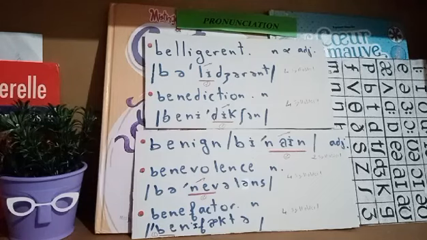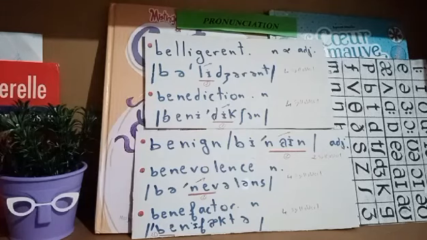The third word is a disyllabic adjective. We say benign. Benign. What's a benign? It means a gentle, kind, pleasant person. That's benign. This word has got two syllables. Benign. The second syllable, nine, that's the stressed syllable. We say benign. A benign person.